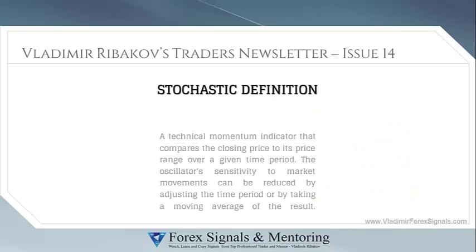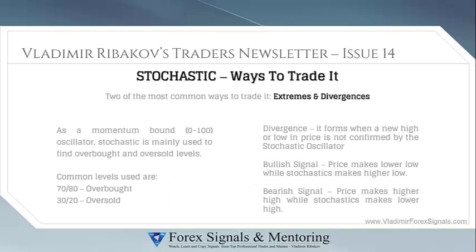The definition: a technical momentum indicator that compares the closing price to its price range over a given time period. The oscillator's sensitivity to the market movements can be reduced by adjusting the time period or by taking a moving average of the result. Okay, those are two of the most common ways to trade Stochastic: on its extreme levels, which we will see in a second, and divergences.